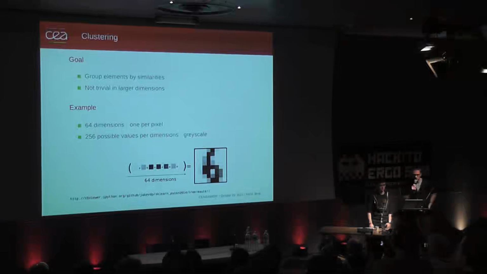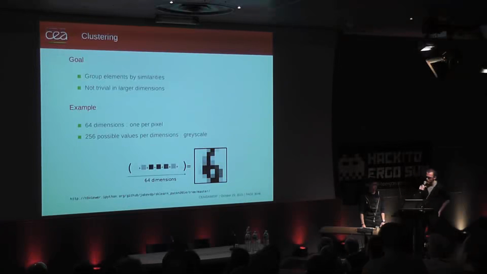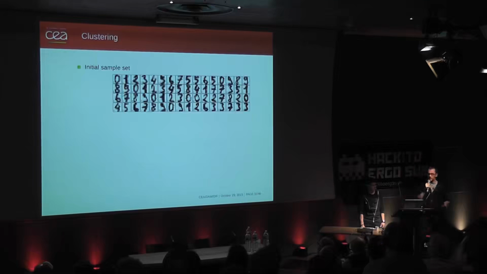Here's an example. We'll take 64 dimensions to represent a number. The number is at the top, in the bottom right corner. 64 dimensions is actually 64 pixels, and 1 pixel can take 256 possible values. So it's a grayscale. You put them together, you get a number. So that's 1 sample. And you take several samples like this and give them to a clustering algorithm.